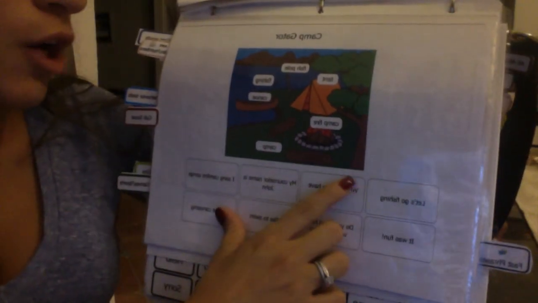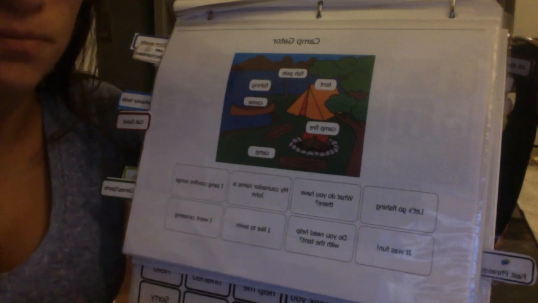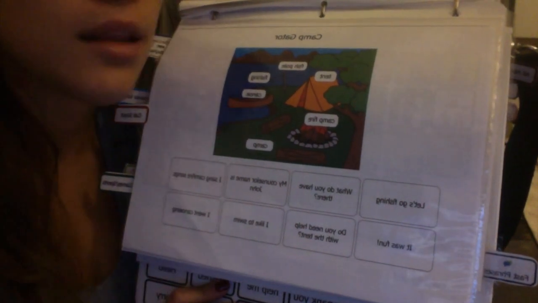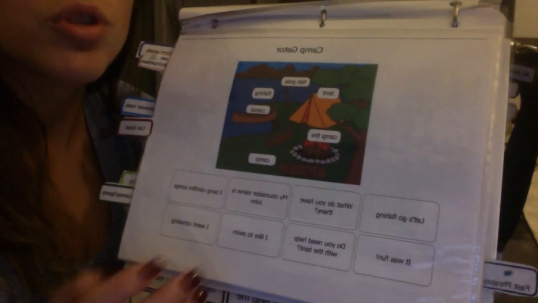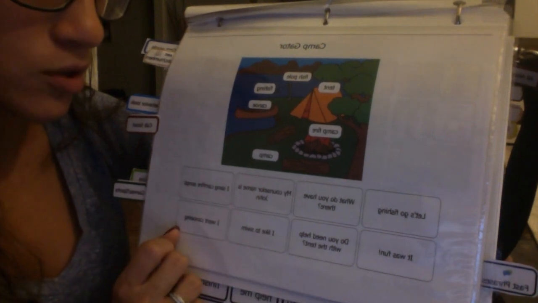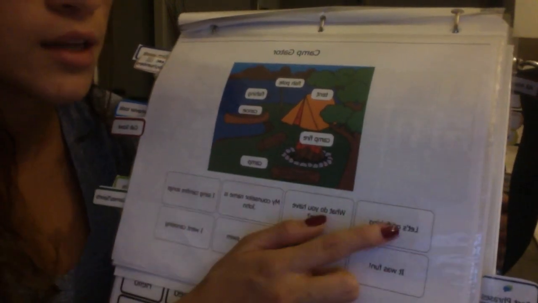Another visual scene that I created for Brandon was a camping scene. So he is involved in Cub Scouts, and this camping scene, he could use it to engage in conversations in the setting itself with his peers, but also like when he comes back at home and his parents ask him like, oh, how was camping? He could say, oh, I sang campfire songs, or he could say, I went canoeing. But let's say he's involved in the conversation, he could tell his friend like, let's go fishing, or like, what do you have there? Or that was fun.